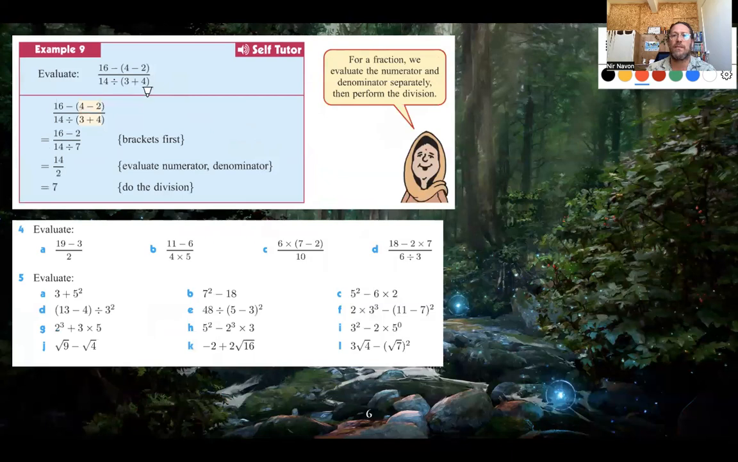Now we have a fraction, so we evaluate the numerator and denominator separately. When you see this person in the book speaking, always look at these small tips. And let's take a look at C here. First I'm working with this. I'm not dividing 6 over 10. No, let's see how we do it. That will be 6 times 7 minus 2 is 5, and then divide by 10. That would be 30 divided by 10, and that would be 3.